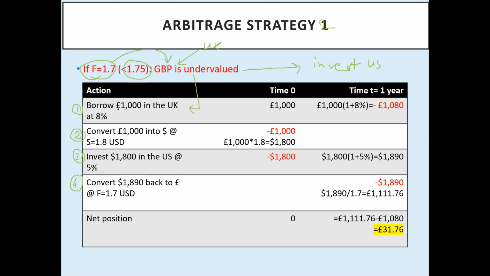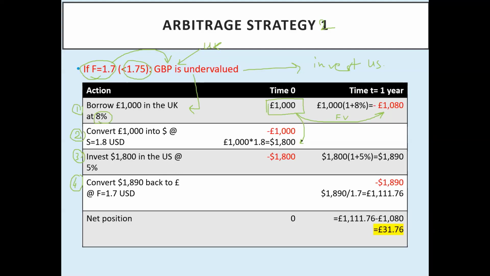So here I'm going to be borrowing the pounds at the current exchange rate in the UK. So I'm going to borrow £1,000. And I expect that in 1 year's time, I'll be paying the future value of that. Now, once I got the money in step 1, I'm going to convert that pounds into the USD and use the USD to invest in the US.